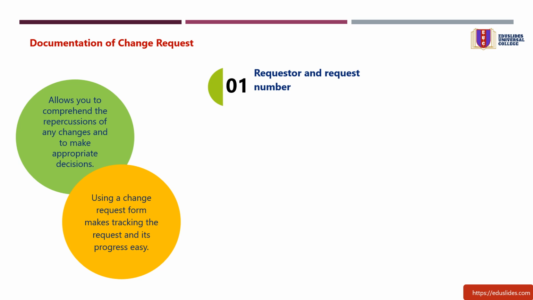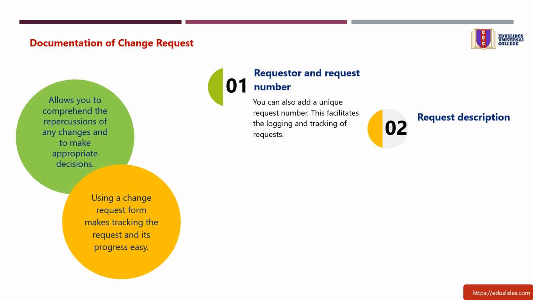1. Requester and request number. Typically, the document requires information regarding who is requesting the change. This indicates whether the request is internal or external. You can also add a unique request number. This facilitates the logging and tracking of requests. Including a request name and number can also differentiate between requests within the same project.